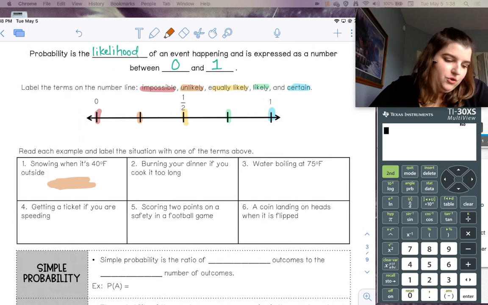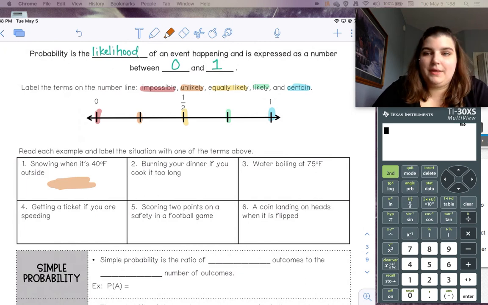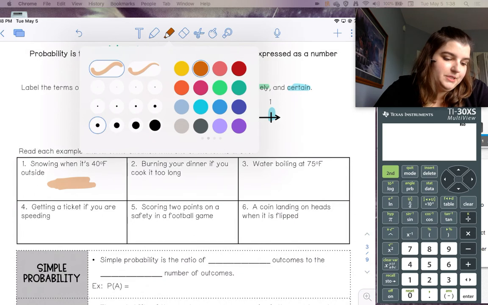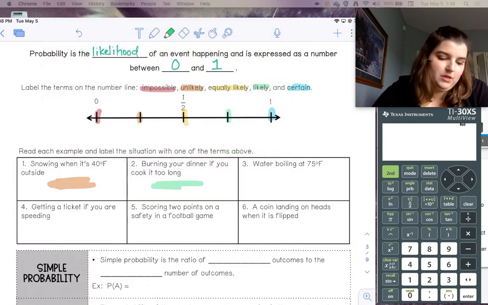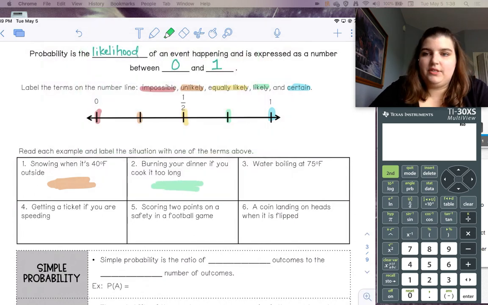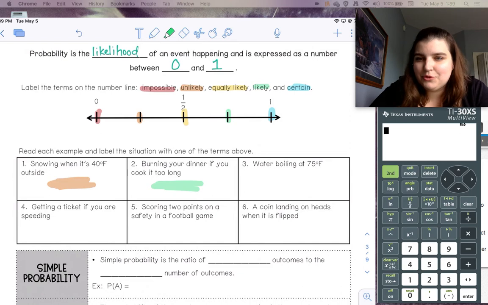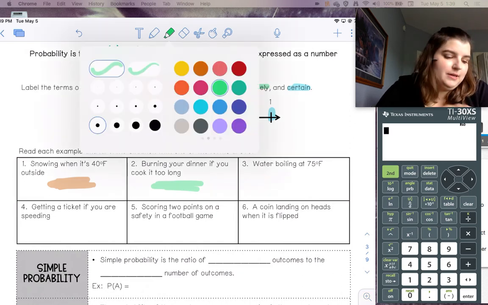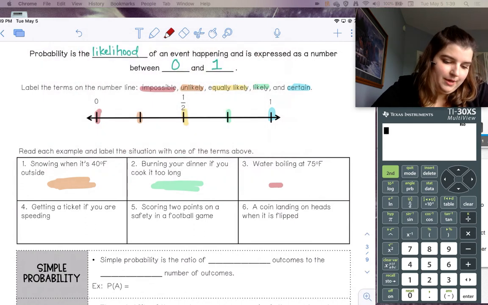Burning your dinner if you cook too long. Well, I mean, depends on what it is, right? But I would say that's pretty likely. Water boiling at 75 degrees Fahrenheit. Do you know what temperature water boils at? It's 212 degrees. So not on Earth. So that's a no. Okay.